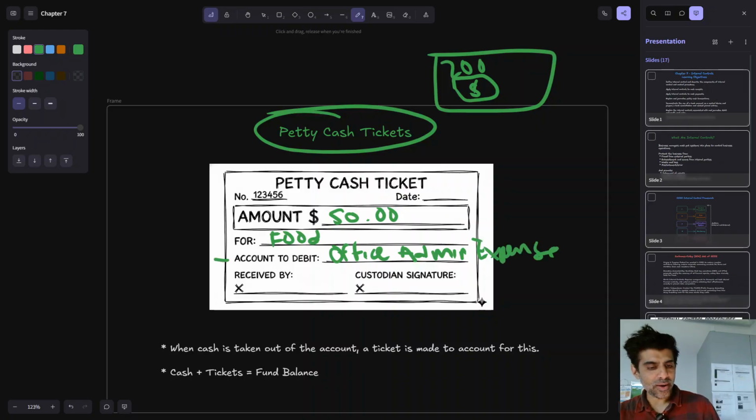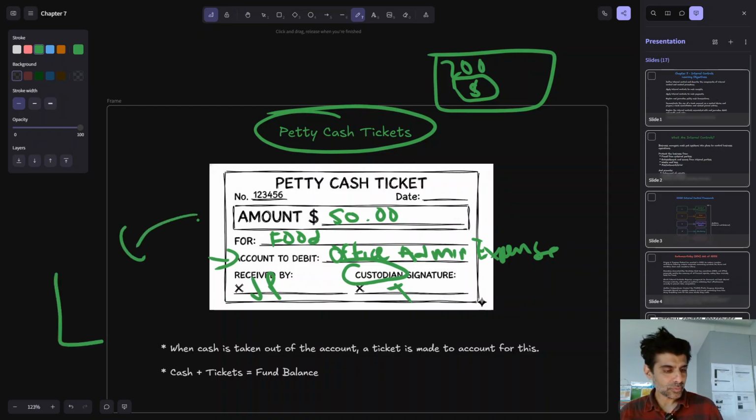This says what expense account is going to be debited, and who is receiving the cash. So I'll initial, and the custodian also has to sign off. This is like a control. I can't just go to the box and take the money out. Whoever is the manager has to sign off on this too. Now what is in the box after this? How much cash is in? 150. So 150 in actual physical cash, and then I have a ticket worth 50.